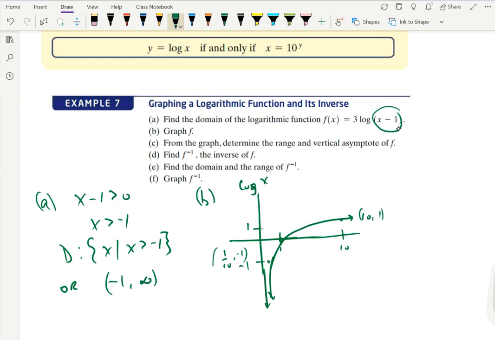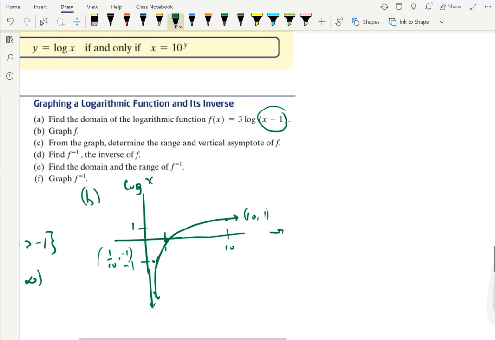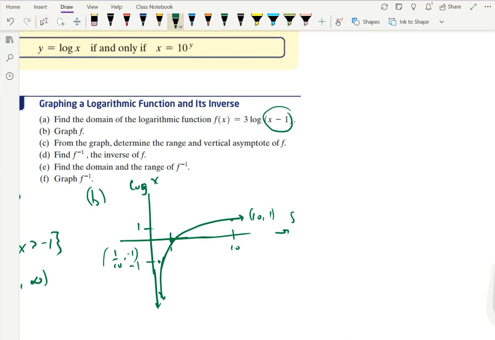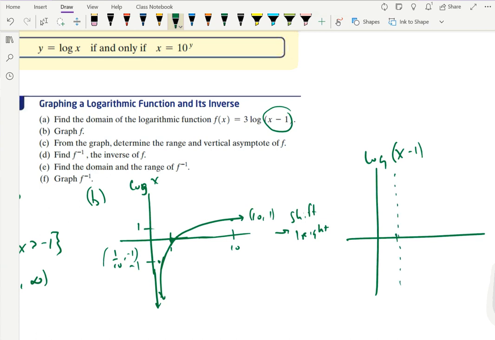Now, as we take a look at the rest of our graph, we have this -1, so that means a shift 1 right. I'm going to shift 1 right. So now I'm going to graph log of x minus 1. If I shift over 1 right, then my vertical asymptote shifts over 1. Instead of 1, 0, I'm going to have 2, 0. Instead of 10, 1, I'm going to have 11, 1.